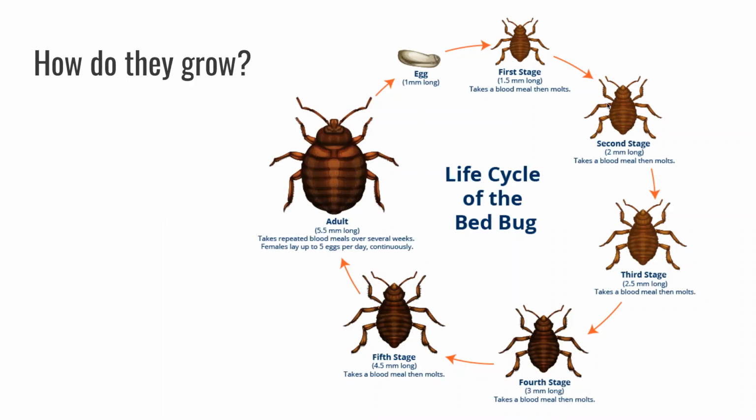So when they're little like this, they're called nymphs. And they just continue to shed their skin and go through this cycle. Although they are kind of annoying, they don't actually spread diseases or anything. So you don't have to worry about getting sick from them.